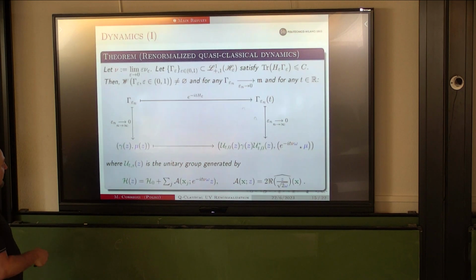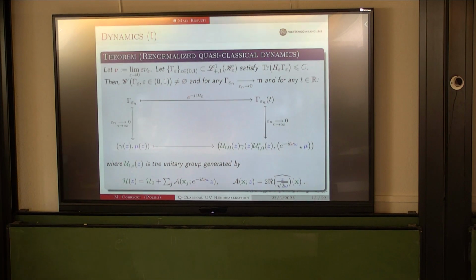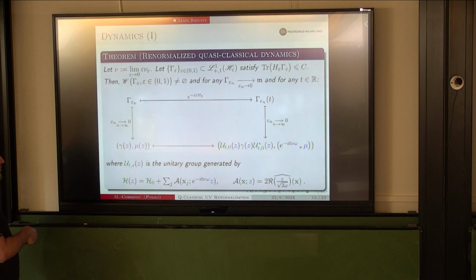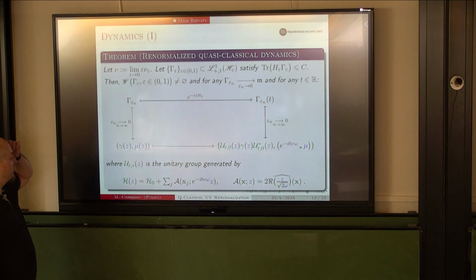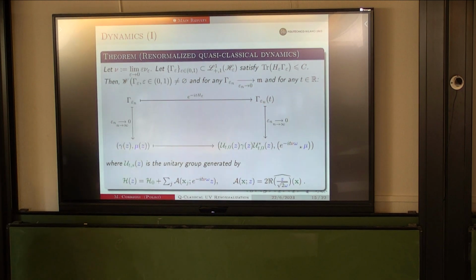Now I'll make many comments about these slides. The first important comment is that this tells you, in a way, that renormalization and the quasi-classical limit commute. So they are transparent to one another, in a sense. You can either take the renormalization at some point and then the quasi-classical limit, or the other way around, and you get the same result, at least at the level of the dynamics. As I said, I wanted to make several remarks, but if you have questions, perhaps about the statement, if there is something you find obscure, otherwise I'll make the comments.